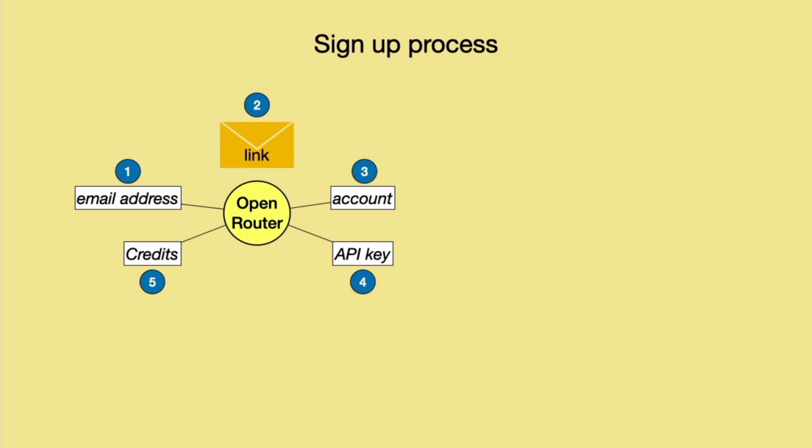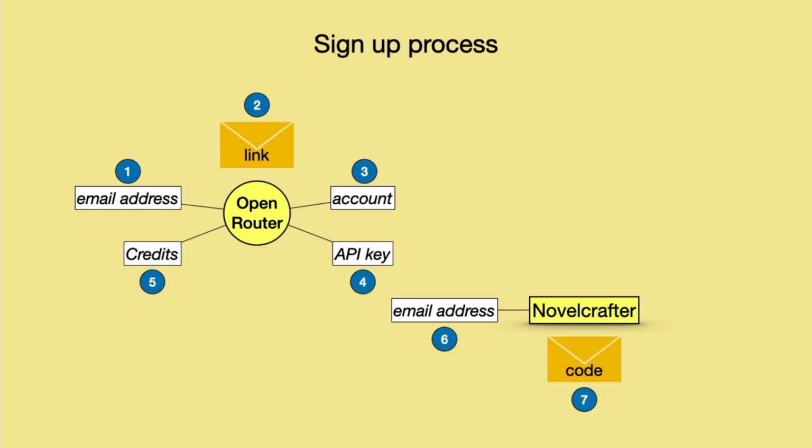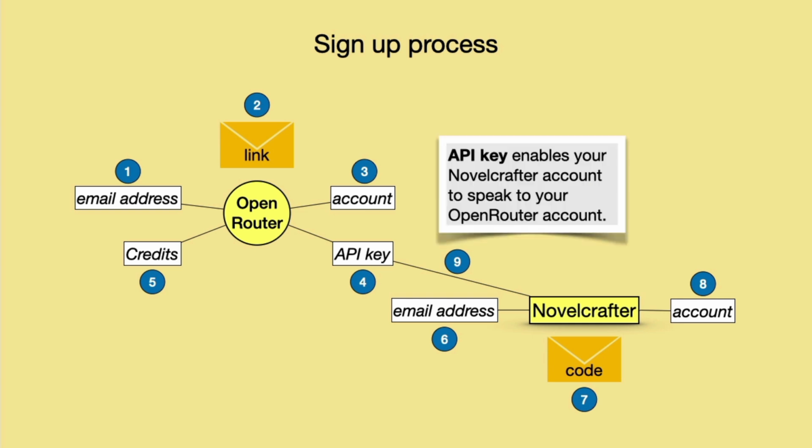To sign up to Novelcrafter, you need an email address. When you enter your email address, Novelcrafter will send you a code to your email box and show a dialog box where you can enter that code. After entering the code, you will get a Novelcrafter account. Now that you have both a Novelcrafter account and an OpenRouter account, you need to connect them. You do that using the API key that you created earlier. So think of the API key as the thing that enables your Novelcrafter account to speak to your OpenRouter account. Without the API key, that connection would not be possible.